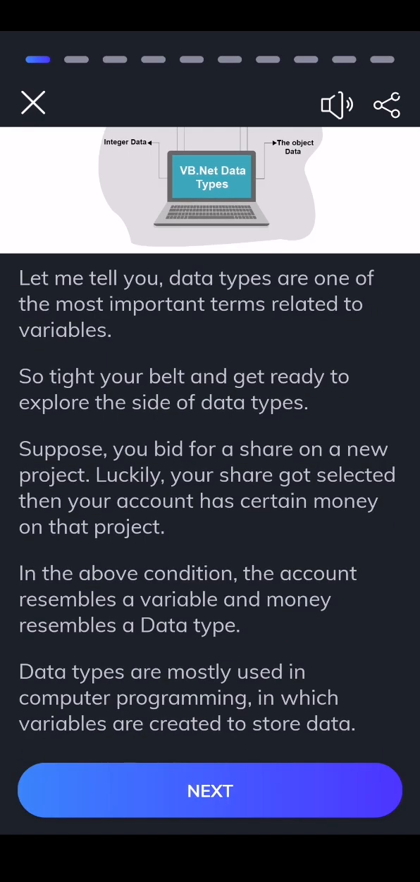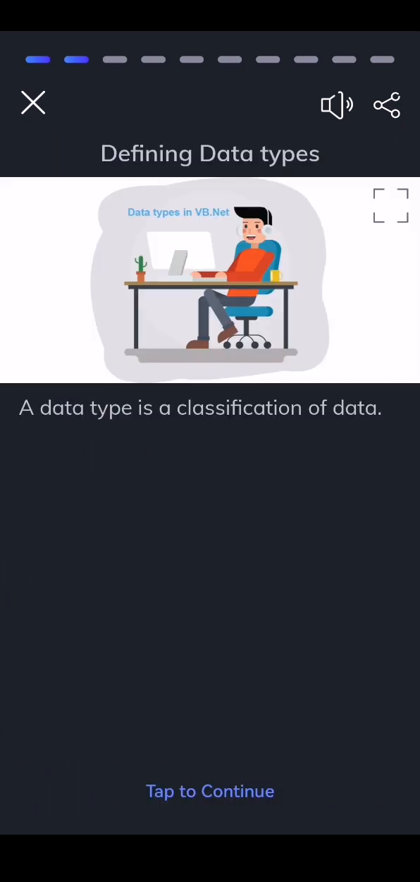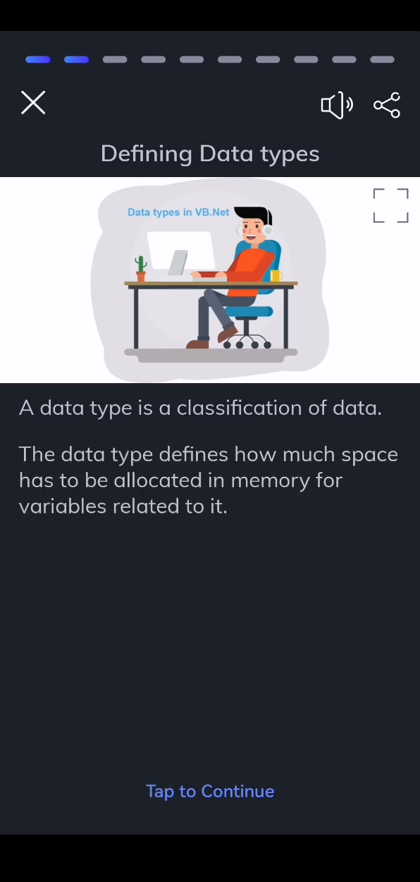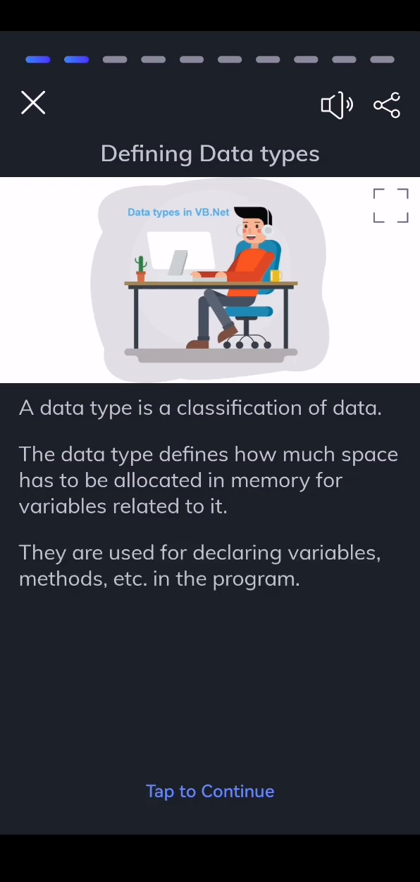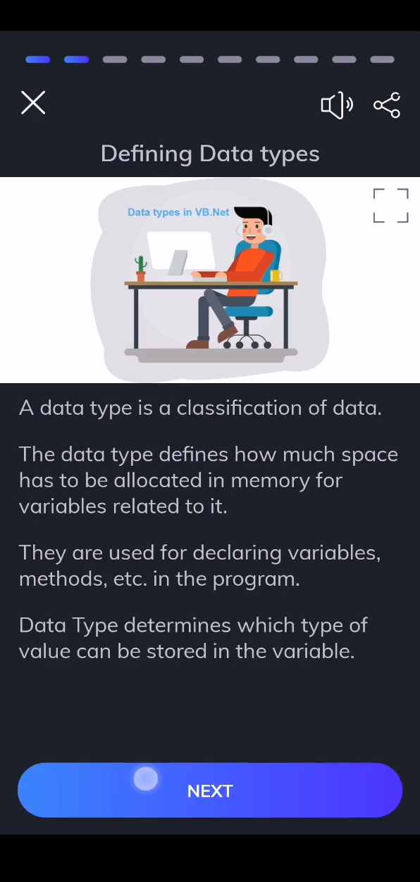Data types are mostly used in computer programming, in which variables are created to store data. A data type is a classification of data. The data type defines how much space has to be allocated in memory for variables related to it. They are used for declaring variables, methods, etc. in the program. Data type determines which type of value can be stored in the variable.